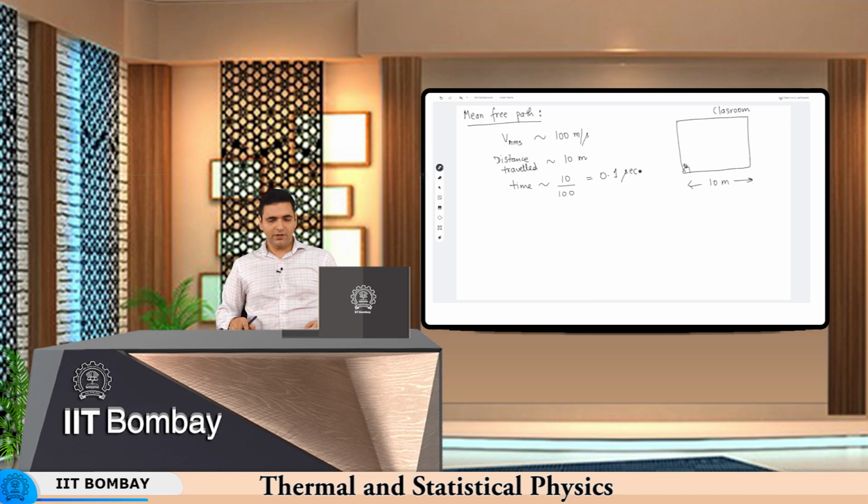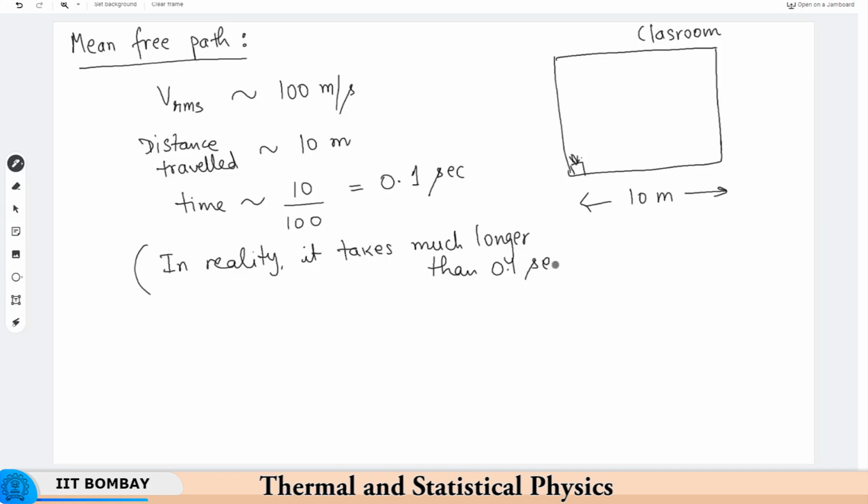And from our daily observations, we know that this is not true. It takes much longer for smell to go from one corner to the other. So, what is going on? We have to figure out what really goes wrong. In reality it takes much longer than 0.1 second. It usually takes of the order of 10 or even more seconds. So, let us see what goes on.